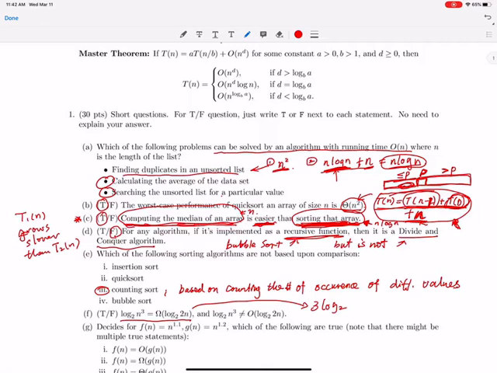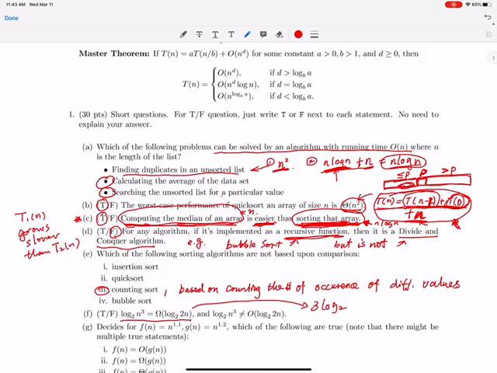Okay, so problem number D. For any algorithm, if it is implemented as a recursive function, then it is a divide and conquer algorithm. So this is a false statement. I can give you a counterexample: the bubble sort algorithm can be implemented as a recursive function, but it definitely is not a divide and conquer algorithm. So the answer is false.